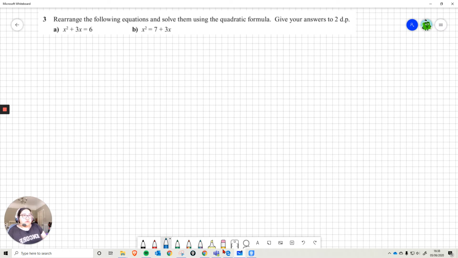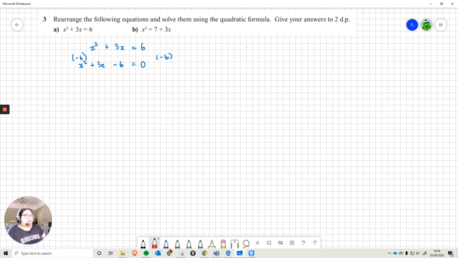So if you look at the first one, it's x squared plus 3x equals 6. So I need to make this right-hand side equal 0. So I'm going to take away 6 from that side, because 6 take away 6 is 0. And if I take 6 from the right-hand side, I need to take 6 from the left-hand side. So I'll end up with x squared plus 3x take away 6. And that will be my quadratic equation there.